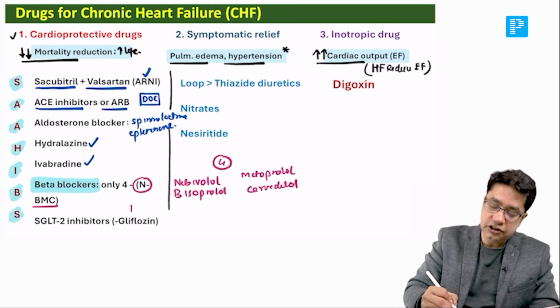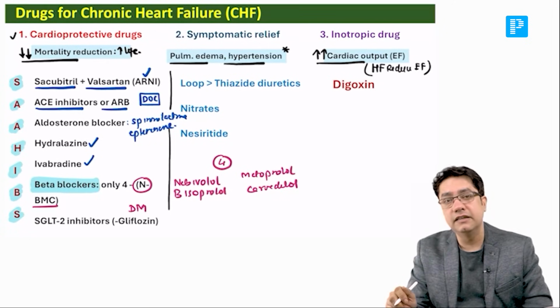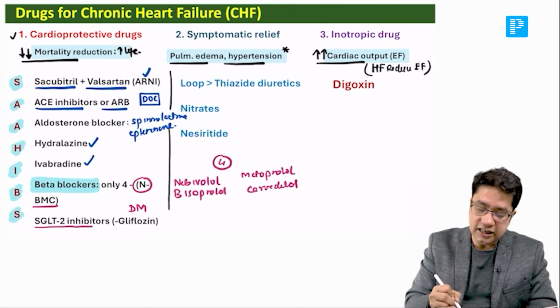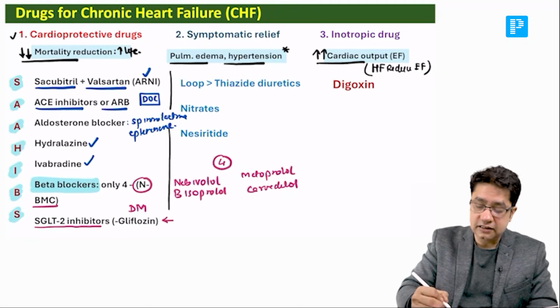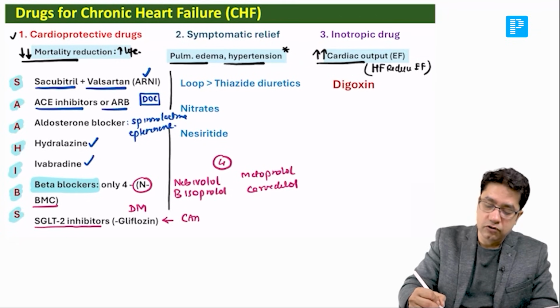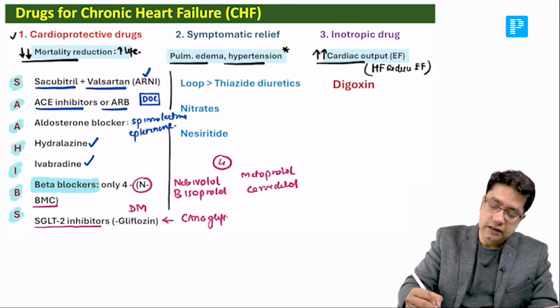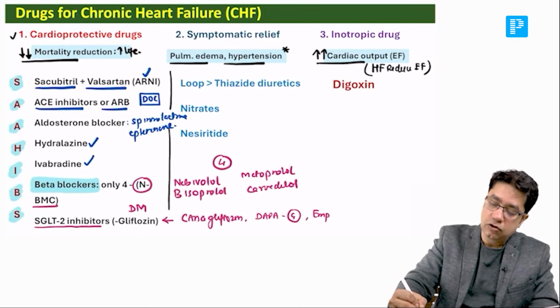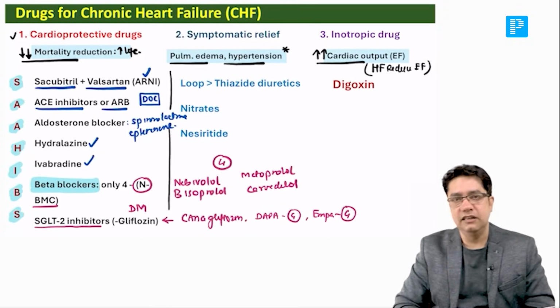The last new class of drug, which was initially approved for diabetes mellitus, is also approved in CHF. Again, they are SGLT2 inhibitors. These drugs end with the word gliflozin, like canagliflozin, dapagliflozin, empagliflozin. So these drugs also reduce mortality in CHF.